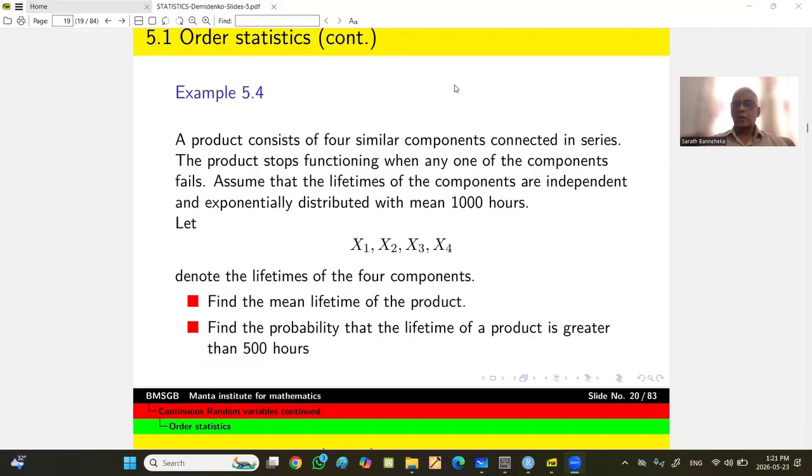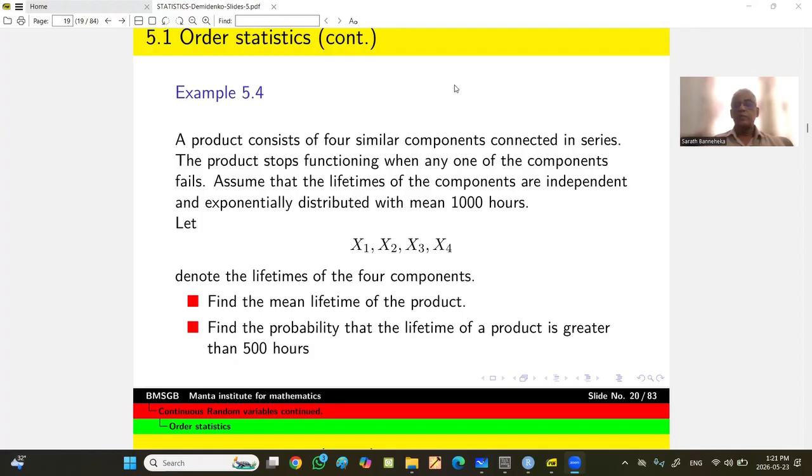Okay, this is part 3. Let us continue with the example that I mentioned at the end of the last part. A product consists of 4 similar components connected in series. The product stops functioning when any of the components fails. Assume that the lifetimes of components are independent and exponentially distributed with mean 1000 hours. Let x1 up to x4 denote the lifetimes of the 4 components.